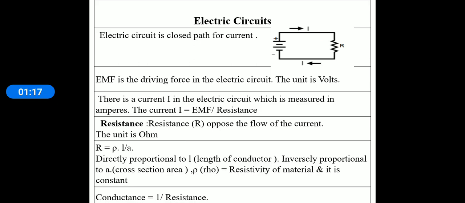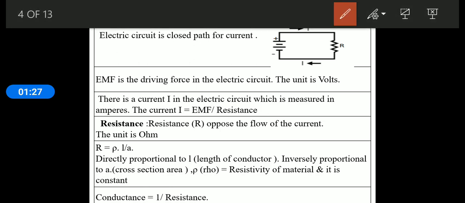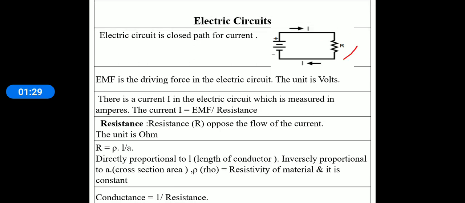The review of the previous lecture is the electrical circuit. What is the electrical circuit? An electrical circuit is a closed path for current. Current is flowing through this circuit. The next parameter, EMF, is the driving force in the electric circuit, and the unit is the volt.